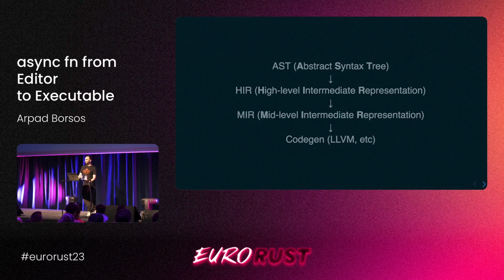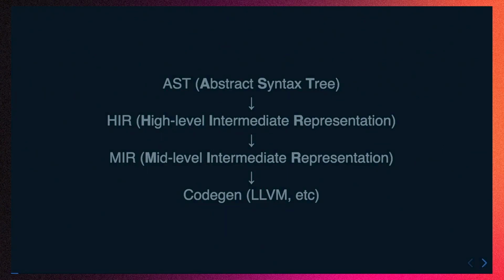Speaking of compilers, compilers are essentially a step of transformations. So there is a couple of data structures, and these are the ones for the Rust compiler. We start out with an abstract syntax tree, which is very close to the code you're actually writing. And then your code makes it through a high-level intermediate representation, mid-level intermediate representation, before it then goes into codegen, which by default is LLVM, but there's also other backends.